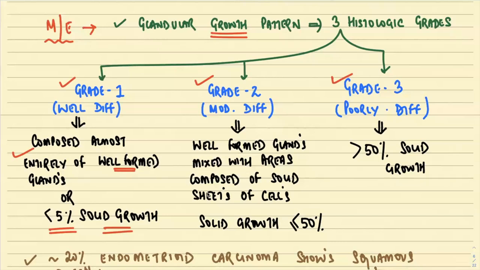Whereas the grade 2 tumors have solid growth up to 50%. If up to 50% of the tumor shows solid growth, it becomes grade 2 or moderately differentiated. So the well-formed glands are mixed with areas of solid sheets of cells. If the solid growth is less than or equal to 50%, it is a grade 2 tumor. And if the solid growth is more than 50%, it is a poorly differentiated grade 3 tumor.